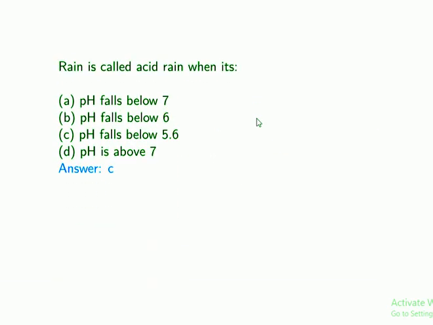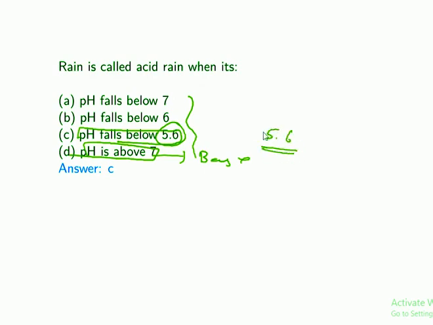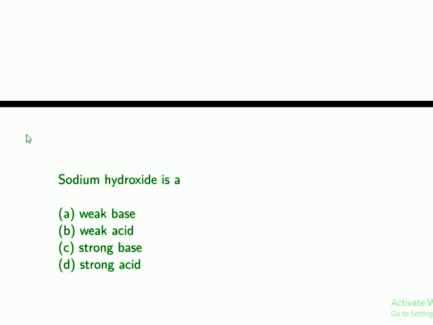So here the answer will be pH falls below 5.6. Below 7 up to 6, all these options are considered, but above 7 is not considered. It will be of base, right? So in these three options, when the pH is less than 5.6, that kind of rain we are going to call acid rain. So next question.